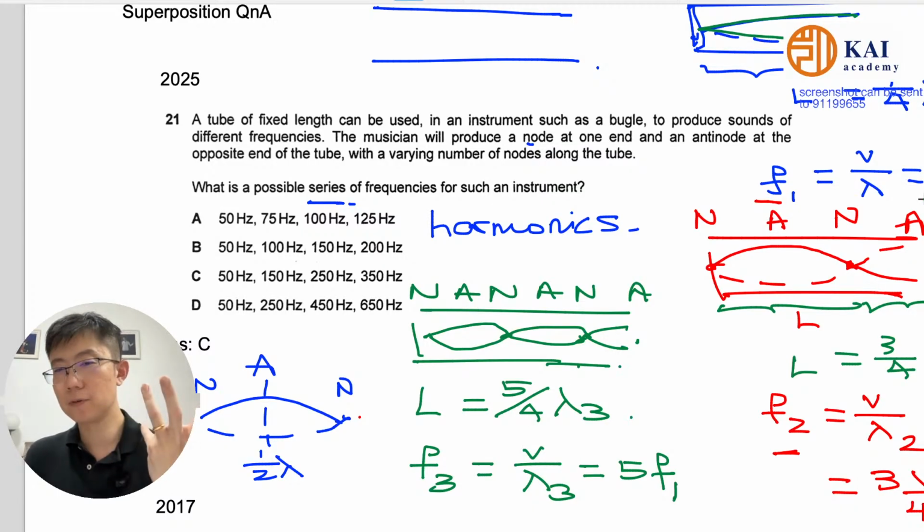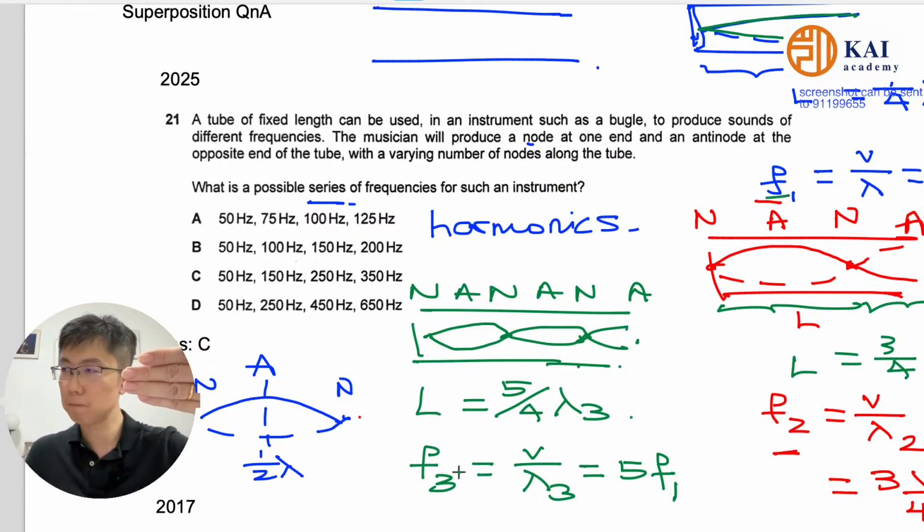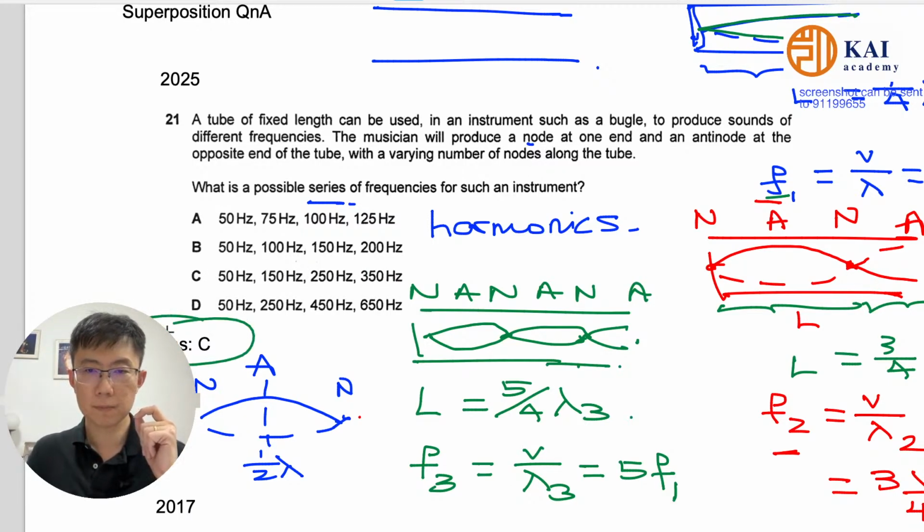I now know I need to look for a pattern which goes in terms of odd multiples. So it's like one time the frequency, 3 times the frequency, 5 times the frequency. So you look at the options, then this is answer C. So 50, 150, 250, 350: 1 time the frequency, 3 times, 5 times, and then 7 times the fundamental frequency.